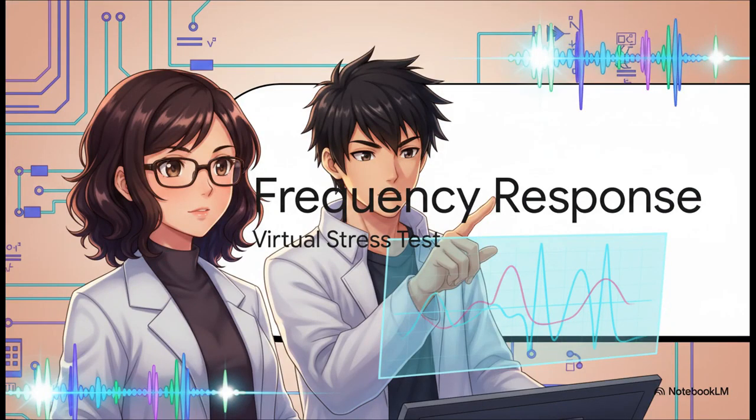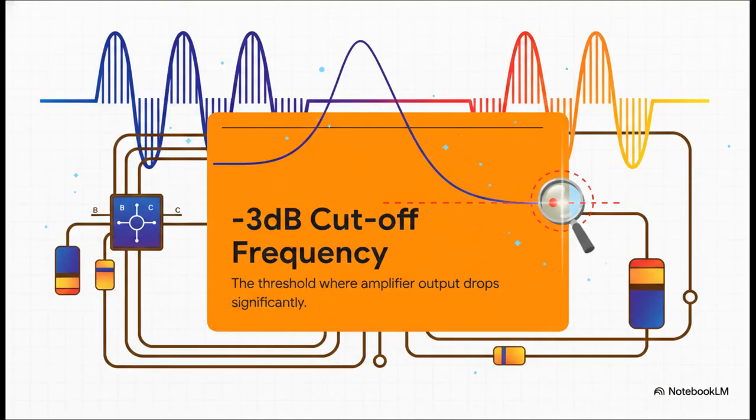Let's keep the momentum going with Section 4, Navigating Frequency Response. Consider this our virtual stress test. As we test how this circuit handles different signal speeds, from a slow, rumbling 10 Hz wave all the way up to a screaming 10 MHz signal, you're going to hear the phrase -3 dB cutoff frequency quite a bit.